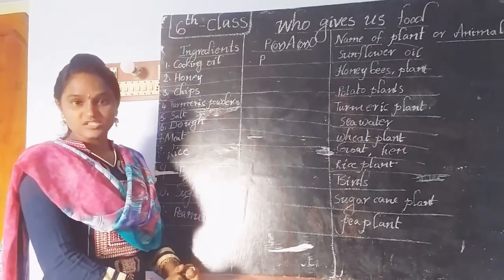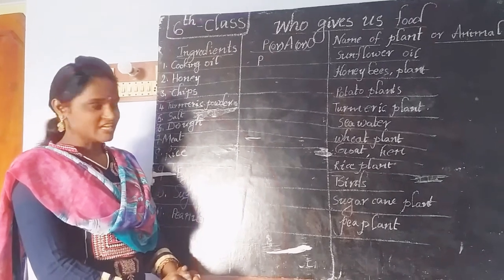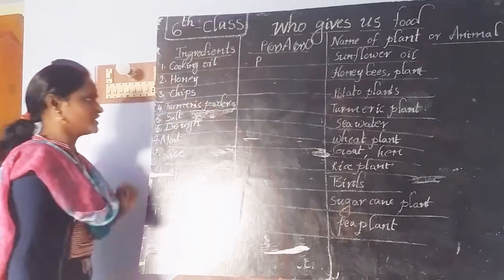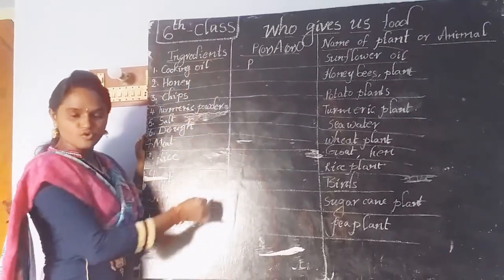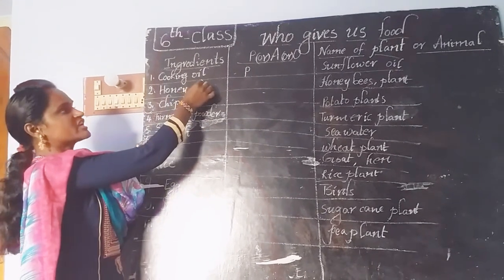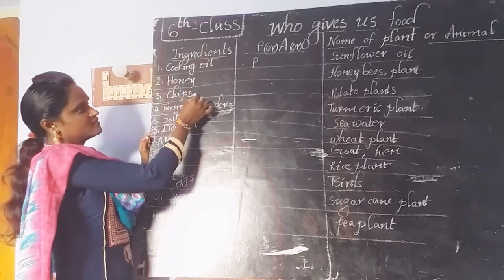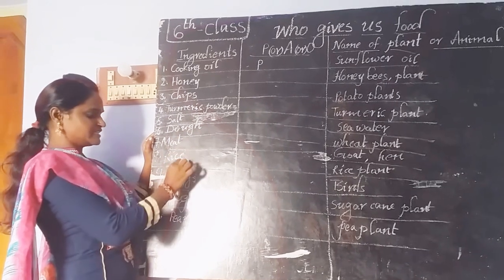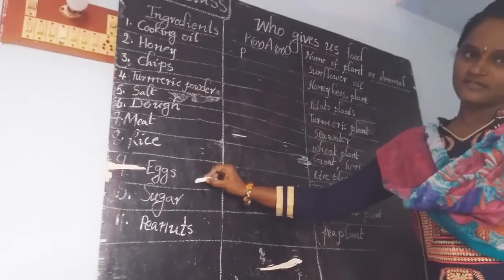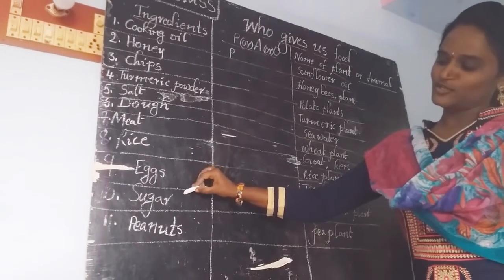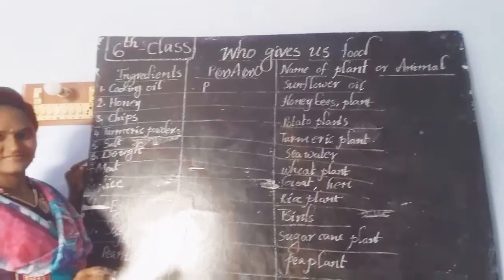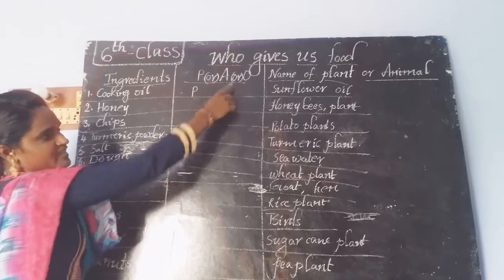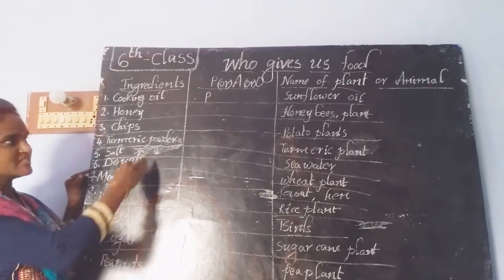Here in your textbook they give one fun activity. It is very interesting, and by doing this you may get a lot of fun with me. Here they give a list of ingredients. See here: cooking oil, honey, chips, turmeric powder, salt, dough, meat, rice, eggs, sugar, peanuts. And in the next column we have plants, animals and others.